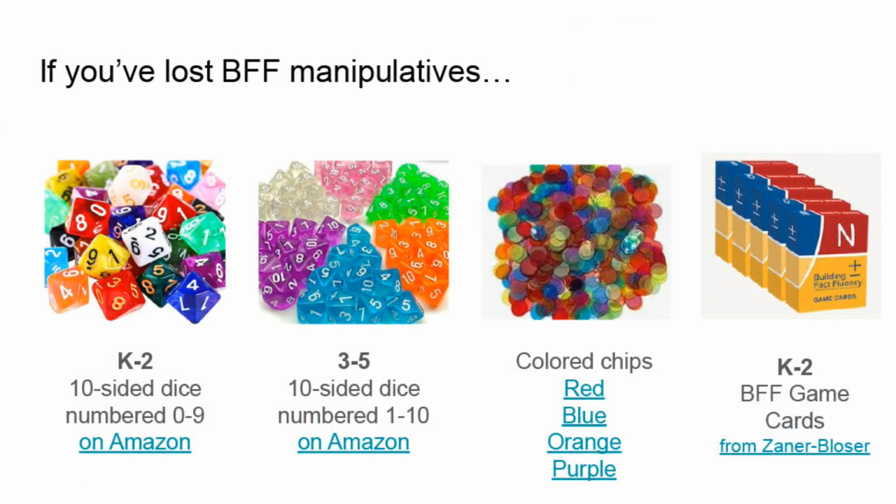If you have lost any of your manipulatives in your BFF kit, there are links on Amazon where you can easily replace those materials. Please note that with the dice, the addition kit for K2, their 10-sided dice are numbered 0 through 9, while the 3rd through 5th grade multiplication kit 10-sided dice are numbered 1 through 10. You can also access additional card decks from Zahner Bloser for the addition kit.